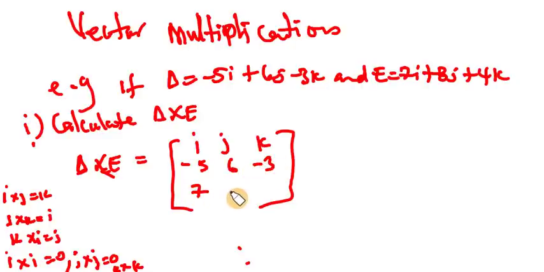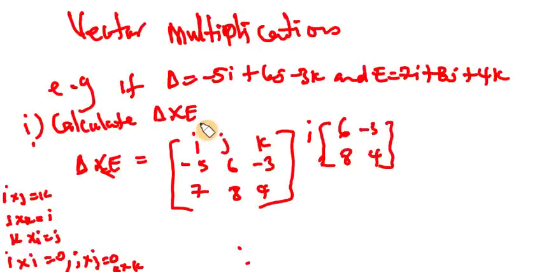This will be 7, 8, 4. So using the method of determinant, when I take I, I close up this row and this column. So you should revise how to find determinant. We have 6, 8, minus 3, 4. So this is plus, minus, plus.